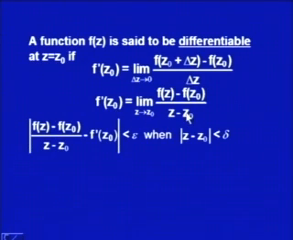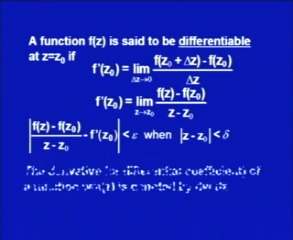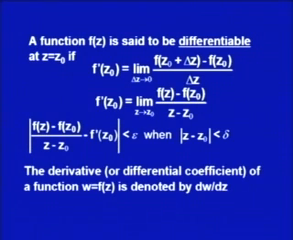Since we are defining limit here, if we apply the concept of limit, then modulus of f z minus f z naught divided by z minus z naught, minus f dash z naught, is less than epsilon whenever modulus of z minus z naught is less than delta. The derivative, or differential coefficient, of a function w equal to f z is denoted by dw by dz.